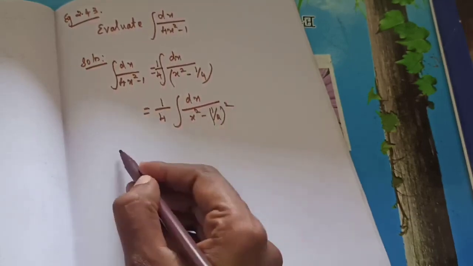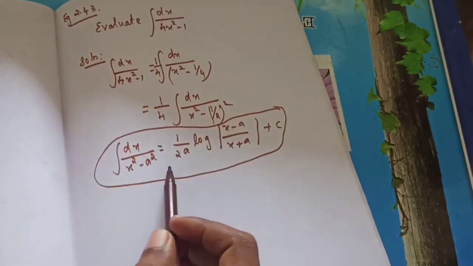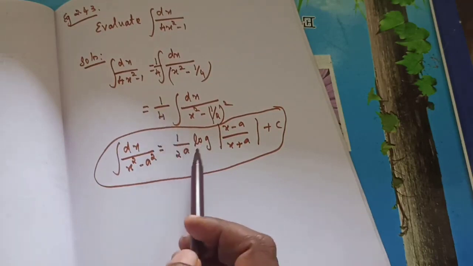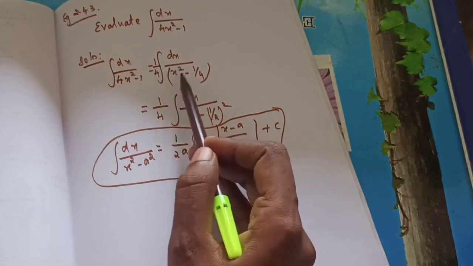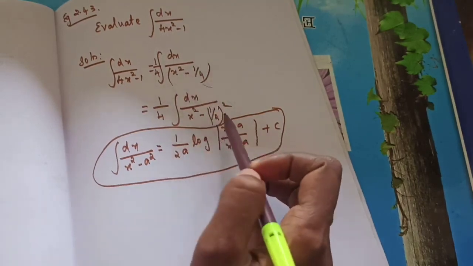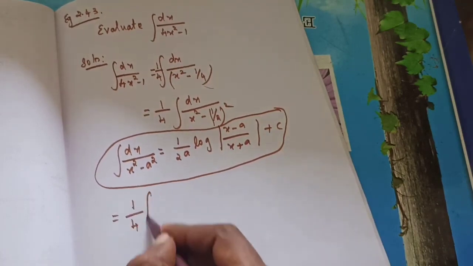What's the formula? Okay, listen here. This is the formula we'll use here: 1 by 2a into log of x minus a by x plus a plus c. The previous problem you did in the completing the square method. This problem there is no need to do in the completing the square method. It's a quadratic equation, but here it is in the form of x square minus a square. Okay, so you can do it by using the formula. So here what I did, I took 1 by 4 outside. So here x square minus 1 by 4, it is a square number, 1 by 2 the whole square. Now you can substitute in the formula. So what's the formula? 1 by 4 is outside, so keep that separate.